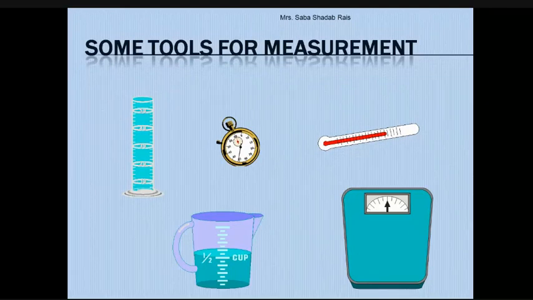So generally, these are all tools we use for measurement. If you want to measure some volume, you will use something which can measure liquid. Suppose you are preparing a cake, you are going to use a certain type of cup. If you are measuring some water in the laboratory, you will use the measuring cylinder, then a watch, thermometer, and weigh scale.